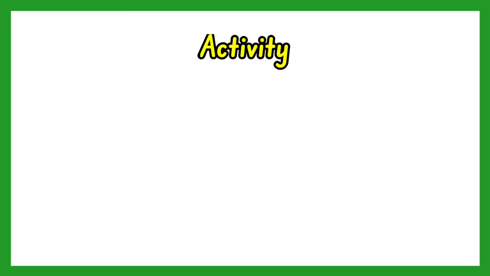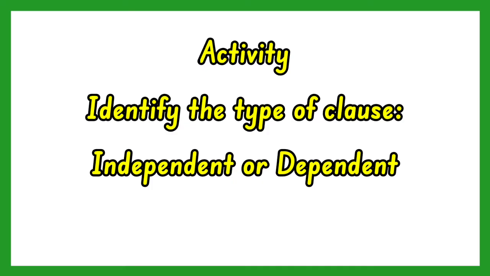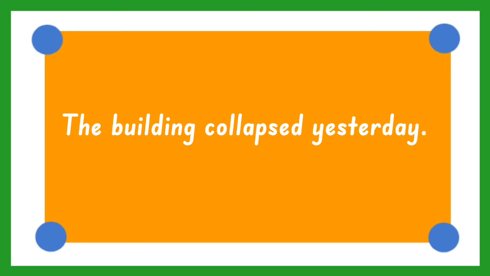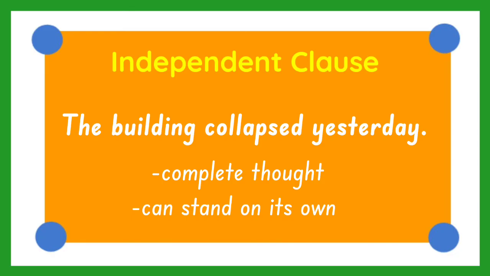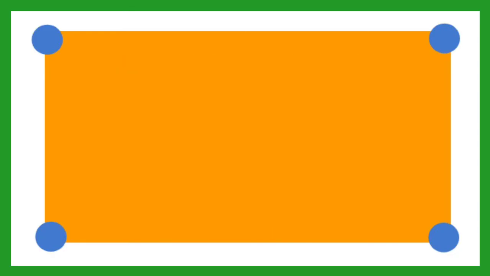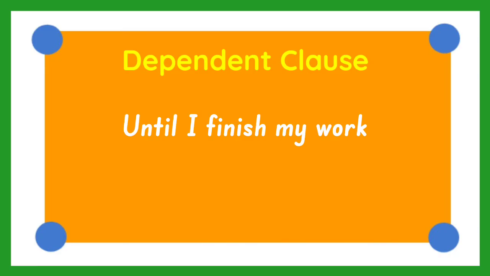Now let us have an activity. For the first part, you have to identify whether the group of words is an independent clause or a dependent clause. First one. The building collapsed yesterday. The answer is independent clause. It expresses a complete thought and can stand on its own as a simple sentence. Number 2. Until I finish my work. It is a dependent clause. As you can see, its thought is not complete.